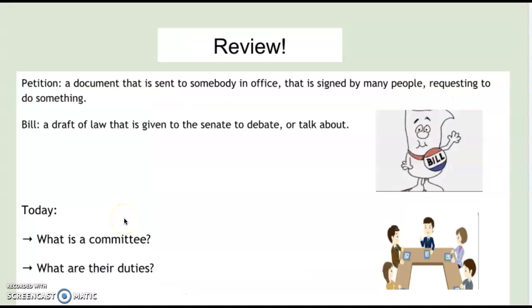Great job, everyone. A petition is a document that is sent to someone in office, that is signed by many people requesting to do something. A bill is a draft of law that is given to the Senate to debate or talk about. These 2 things are very important because they get the process started. Today, I am going to be teaching what a committee is and what their duties are in the lawmaking process.